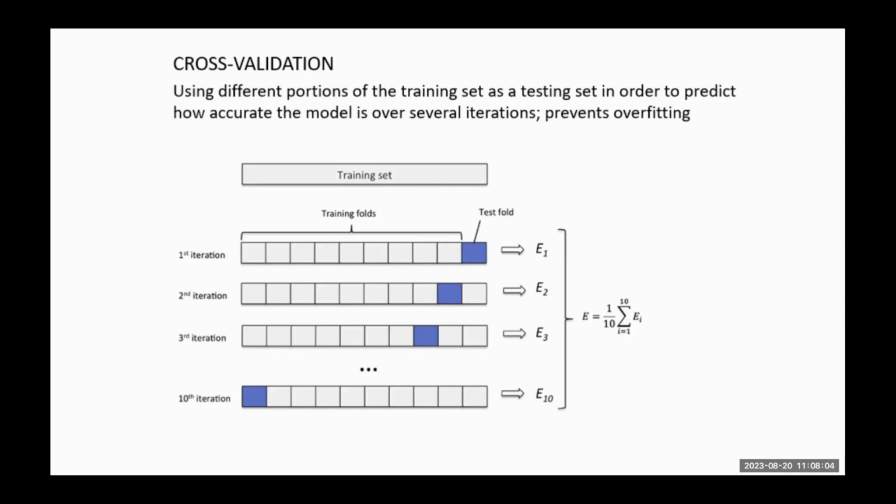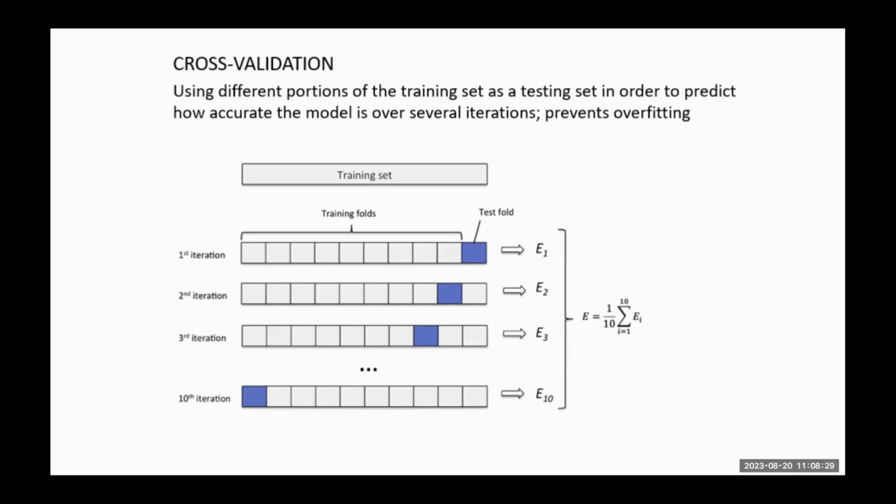This is crucial for ensuring that your model doesn't overfit to the specific training data. And hyperparameter tuning: cross-validation is commonly used to tune hyperparameters, which are settings that control the behavior of the machine learning algorithm. By evaluating the model's performance across different parameter combinations, you can select the best set of hyperparameters.